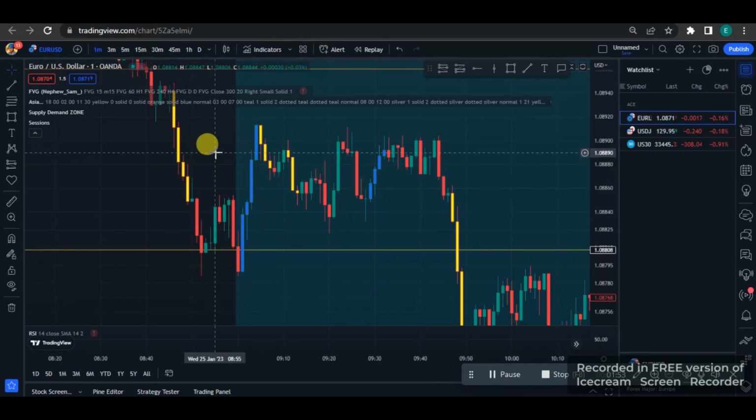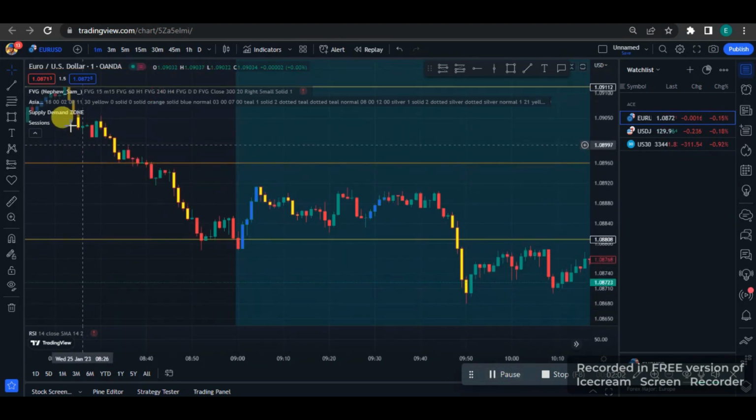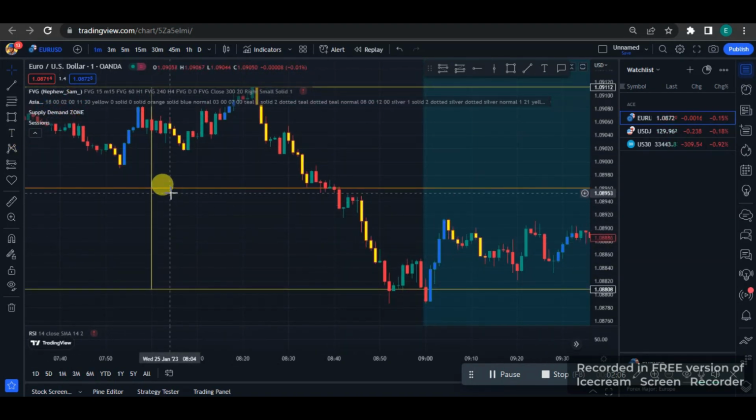So let me explain the strategy and how it works. I forgot to mention something. For me, I like to use this strategy during the London session. That doesn't mean it doesn't work on the New York or the Asian session. This is just the time I like to use it.